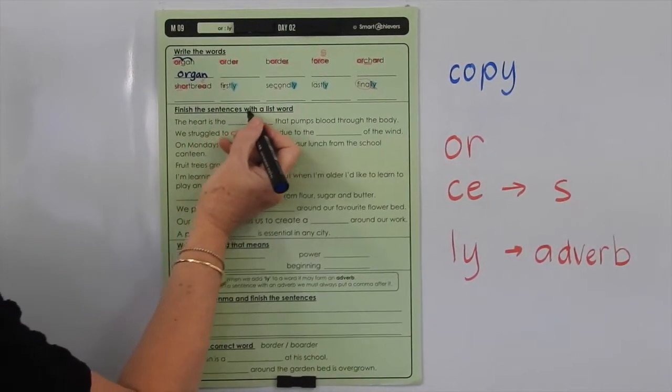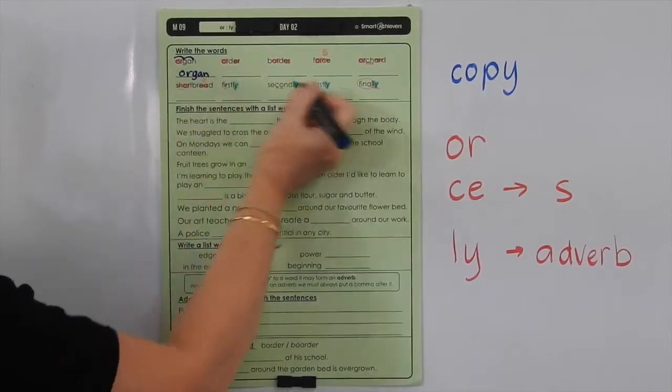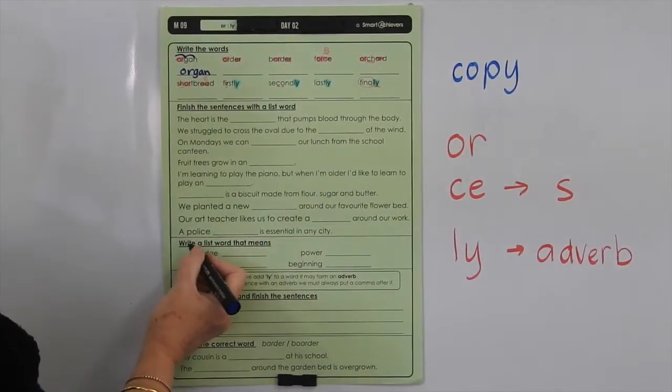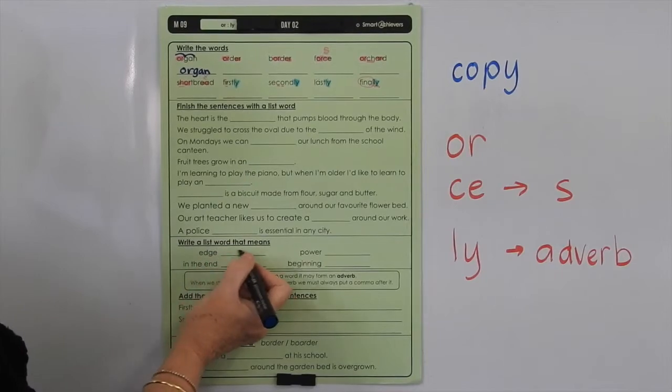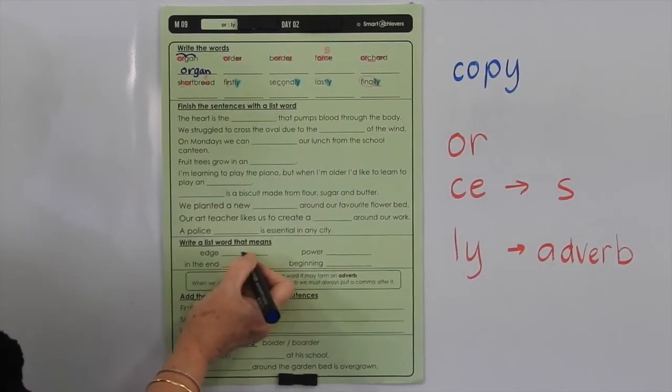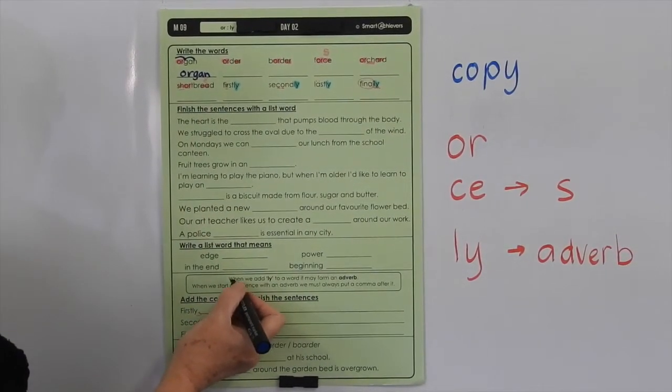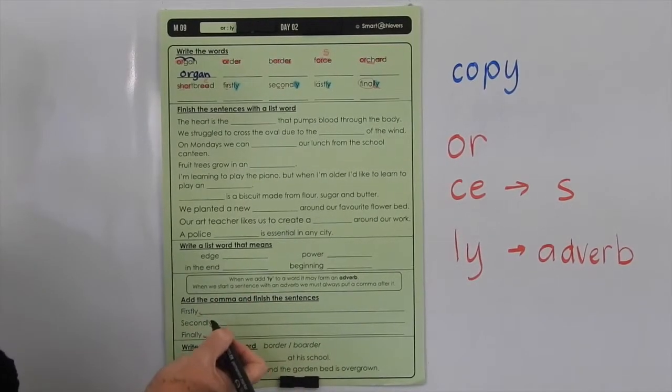Here you have to finish the sentence with a list word. So there are your list words that you're choosing from. Write a list word that means the edge, so you have to find something that shows that meaning. And then we've already discussed these two pieces down here.